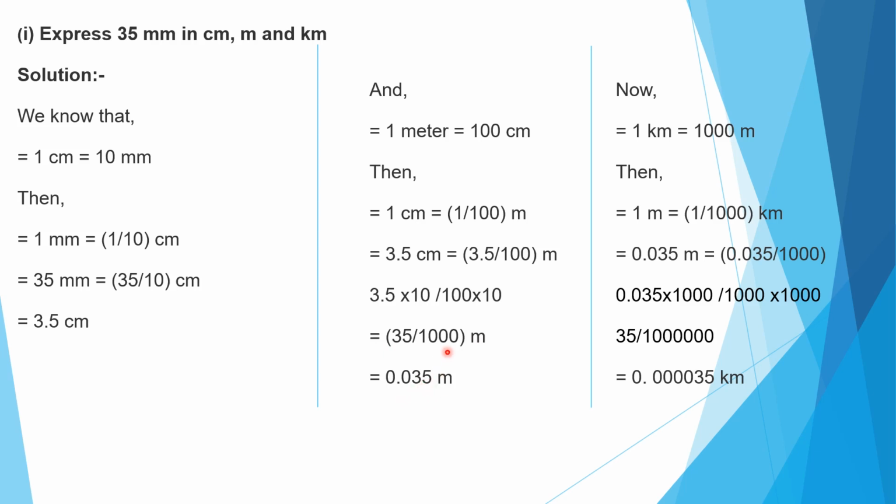Clear? So let us convert from meter to kilometer now. So 1 kilometer is equal to 1000 meters. So 1 meter is equal to 1 by 1000 kilometer.